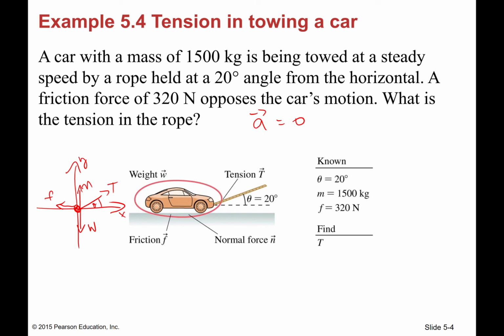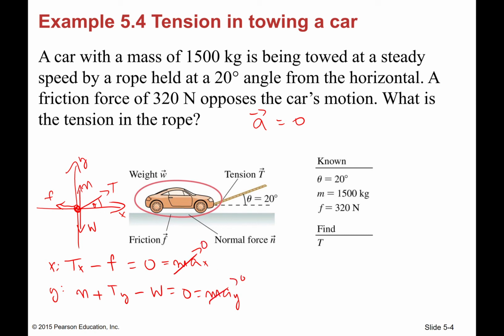Now we need to write Newton's equations, so let's do that. We start with the x-axis: we write the x component of the tension minus the friction force, that is equal to 0. Then we do the same for the y-axis: the normal force plus the y component of the tension minus the weight is equal to 0. Of course, these are equal to mass times the acceleration in x and mass times the acceleration in y, but both are 0 because it's moving at constant velocity.